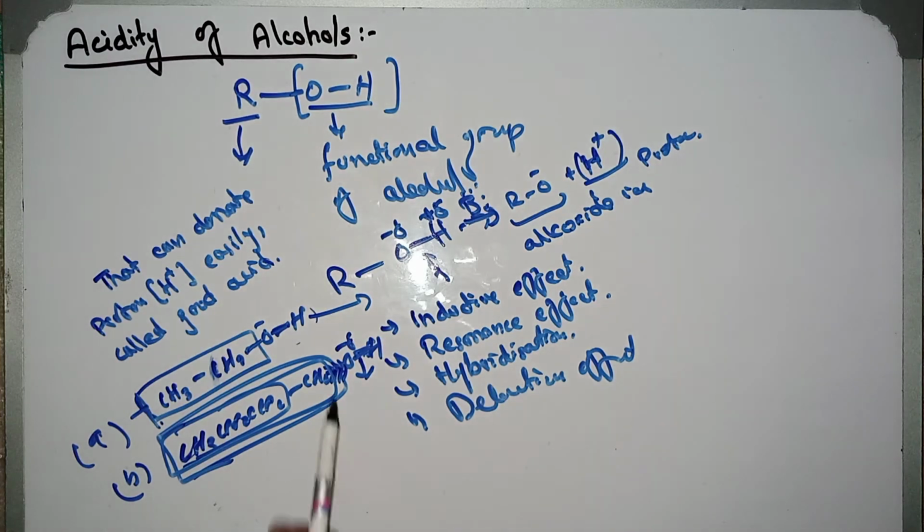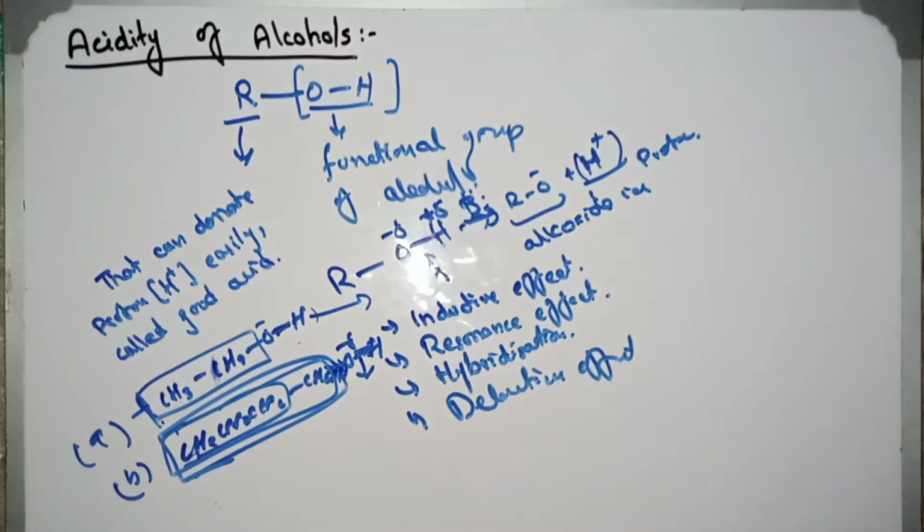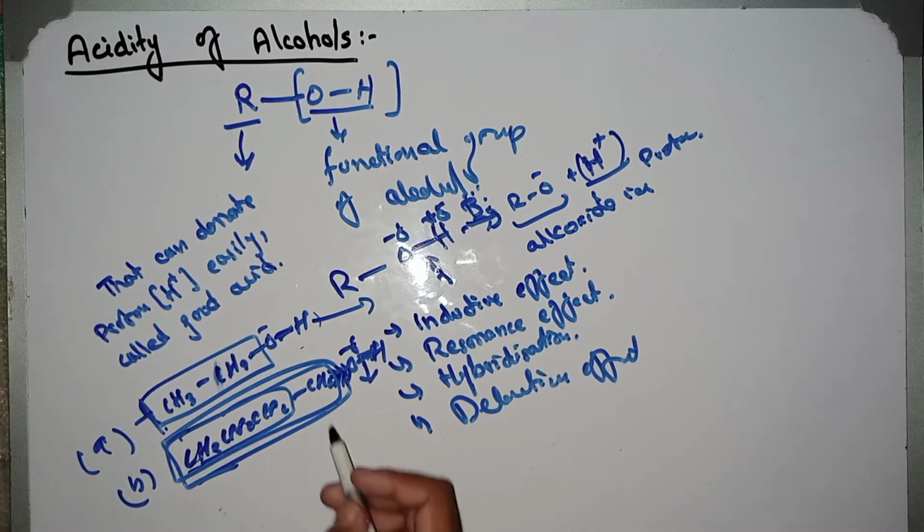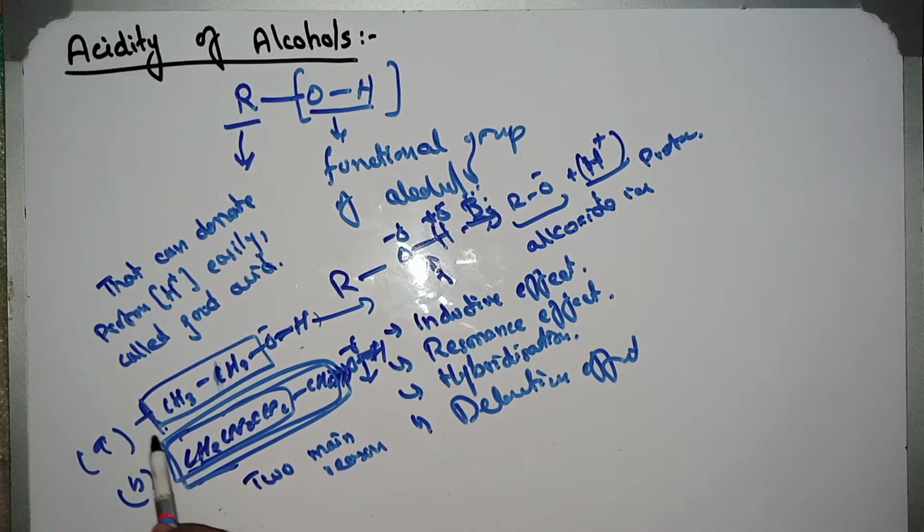Why can hydrogen be removed easily? There are two main reasons. Which one will be the stronger acid and which one the weaker acid? Or you can say, in which case the bond will be more polarized and in which case less polarized, in which case the hydrogen can be donated easily and in which case it cannot be donated easily. Two main reasons of this factor. Let's start.